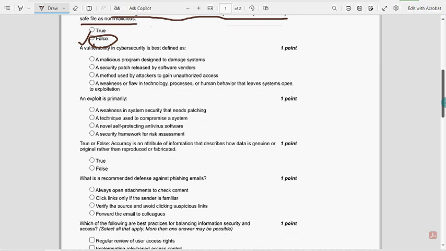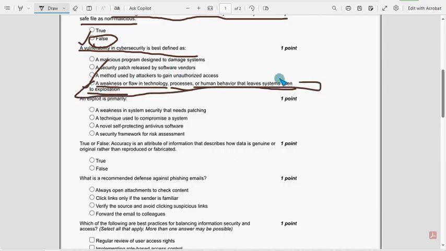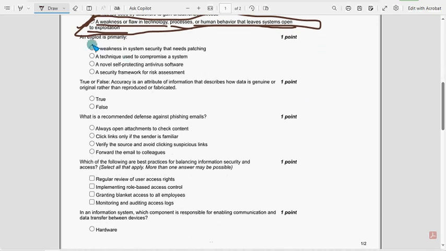Next, moving on to the fifth question. A vulnerability in cybersecurity is best defined as... So for the fifth question, fourth option, a weakness or flaw in technology, processes or human behavior that leaves systems open to exploitation. Fourth option is the probable solution. Fourth option, guys. Next, sixth question, an exploit is primarily what?